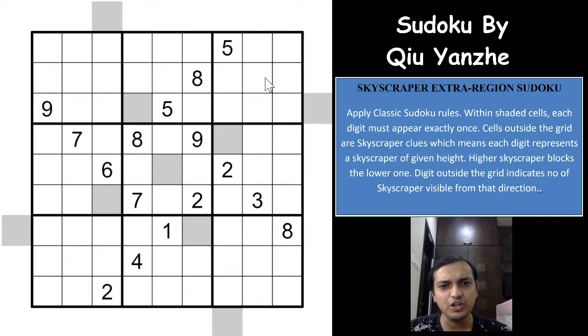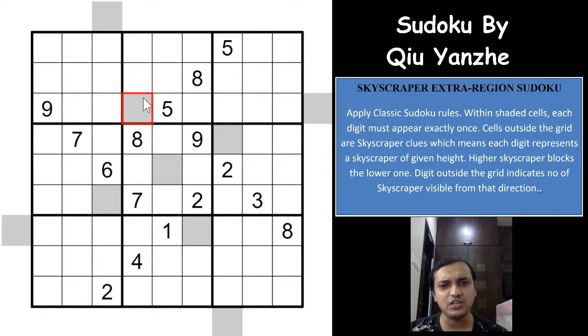According to the rules, we need to place digits from 1 to 9 in each row, each column, and 3x3 box, right? In such a way that there are exactly 9 shaded cells in the grid, and all the 9 shaded cells will have to contain 1 to 9 exactly once. So each digit must appear once, that is the shaded cell rule.